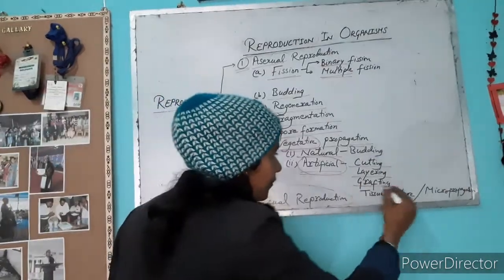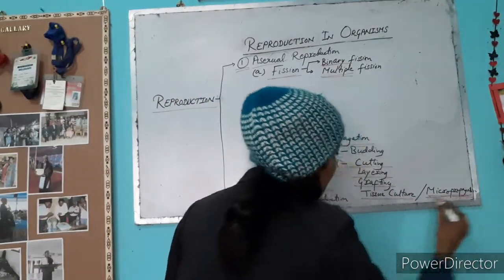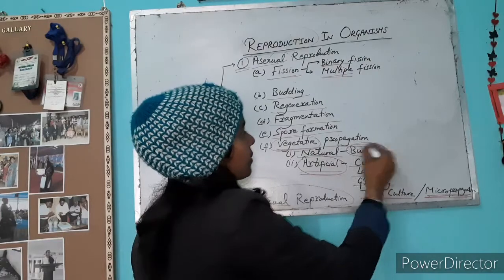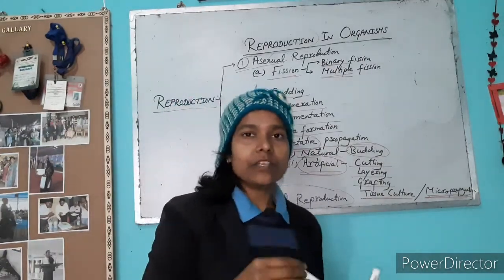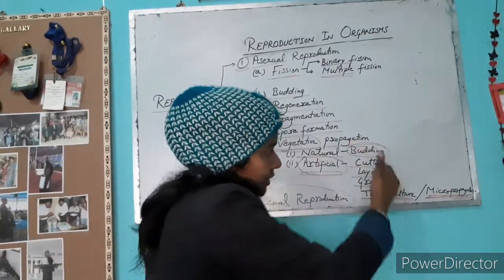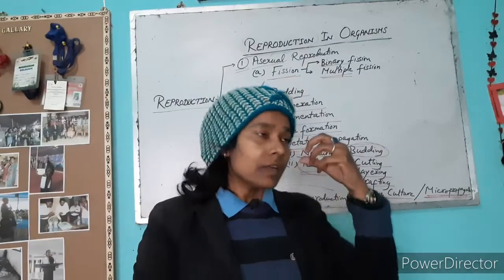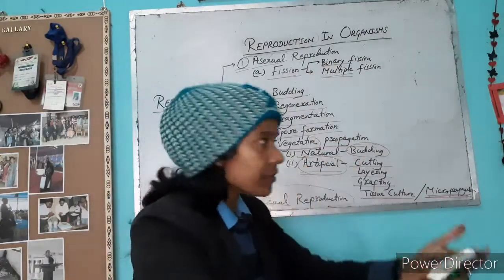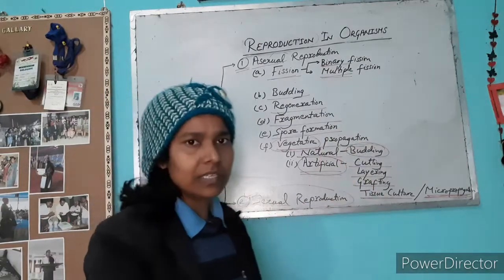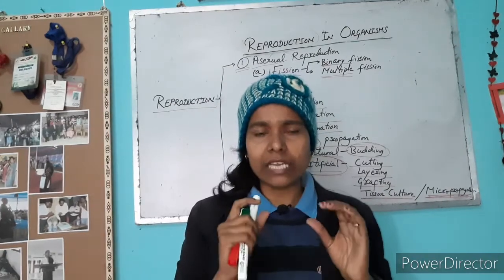Artificial methods include the cutting method, layering method, grafting method, and tissue culture, which can also be called micropropagation. The natural method is budding only. By nature, plants create new organisms by budding, but artificially we can do all these methods. I will teach you how organisms form by fission, budding, regeneration, fragmentation, spore formation, and the other methods, one video at a time, to clear your points.